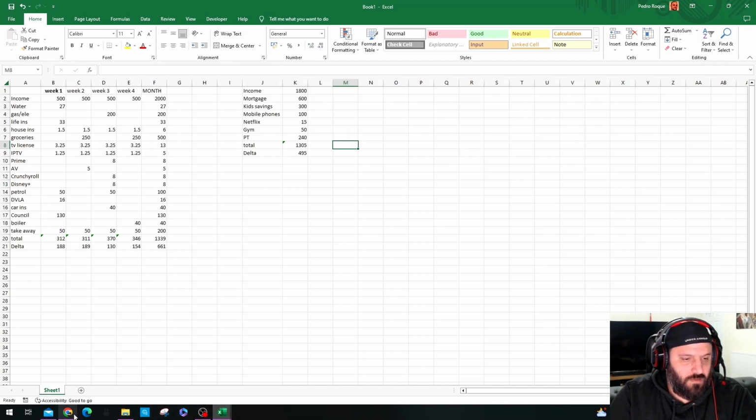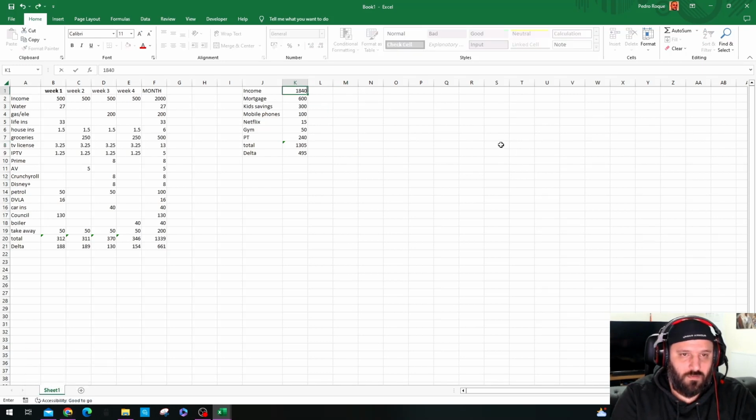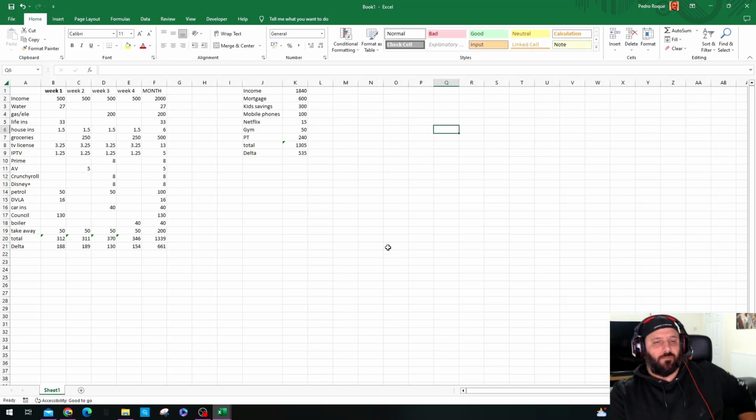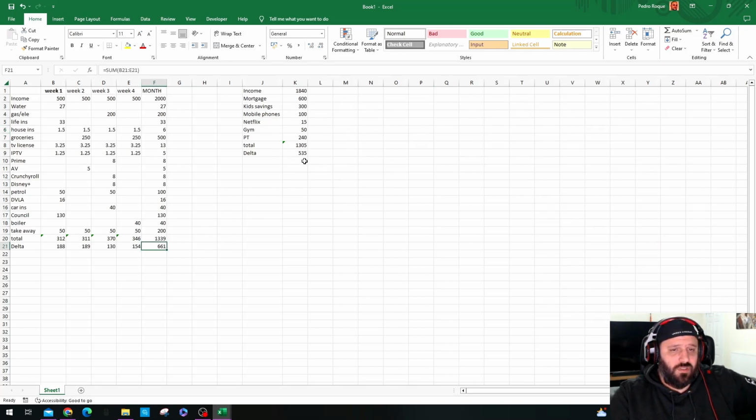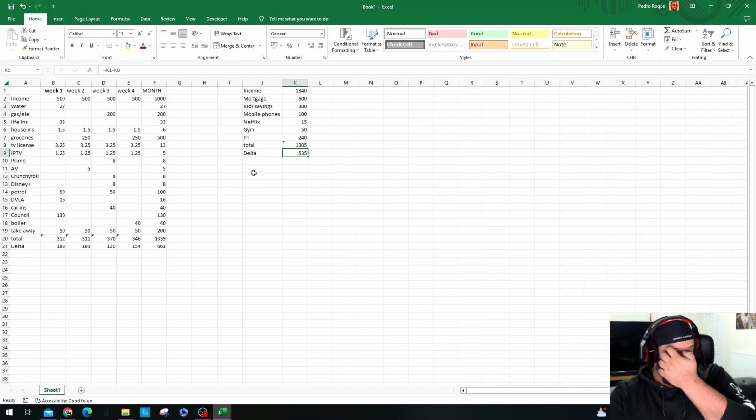So let me just go back to that. That's it. So as you can see, there's not much difference. There is a bit of a difference in wages, but there's not much difference in terms of savings. Through this, what you can do is decide where the money is going, right? So you know that in this case you can save £661, you can save £535.